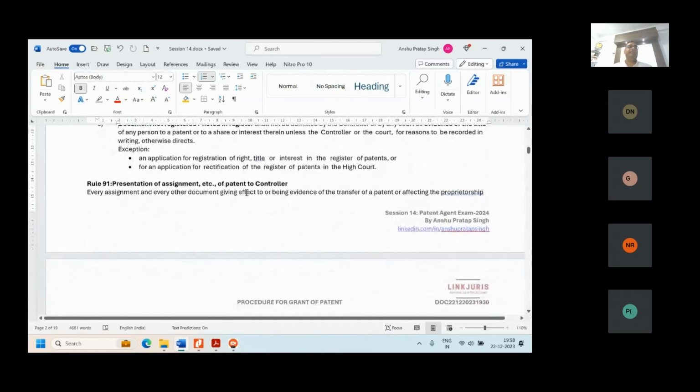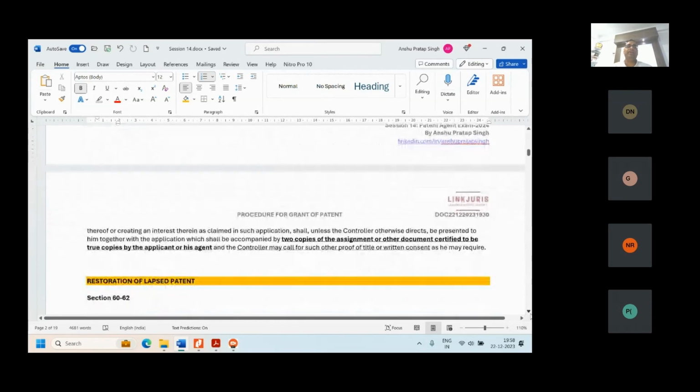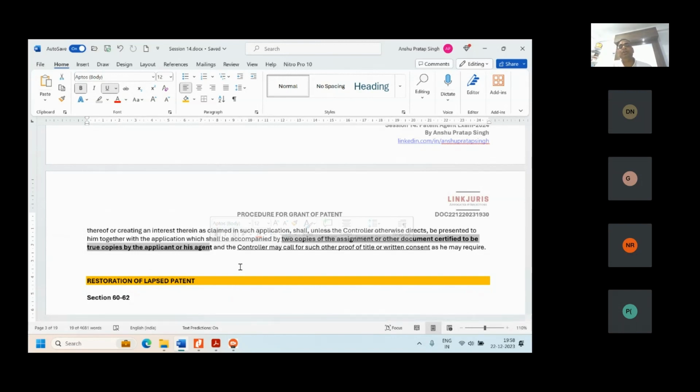Now, every assignment and every other document. So what it is saying is, any document which is transferring, if you are submitting two copies of the assignment or the document, certified to be a true copy by the applicant or his agent, must be submitted. And if the controller thinks that there is a need for another proof of title or written consent, he can ask for it and you have to supply it. This is with respect to assignments.